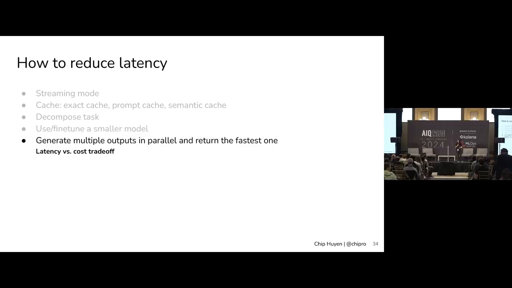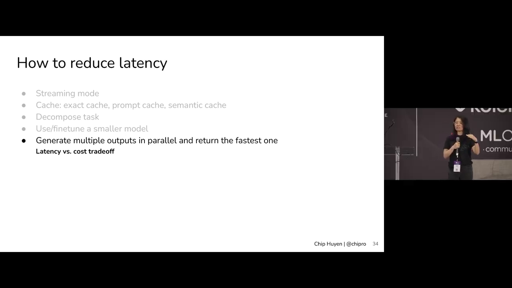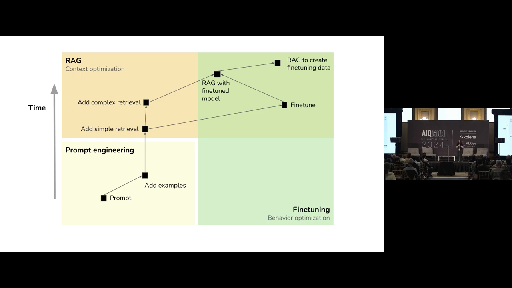And the last one is a bit interesting. I've seen some companies that have outputs with high variance in latency, especially with chain of thought. One query might be very fast, but the next query might be very slow because it takes more steps. So they try to generate multiple outputs at the same time, and whichever completes first, they send back to users. So here you have the latency versus cost trade-off, because it can reduce latency, but you have to do more queries, more API calls, which costs you more money.